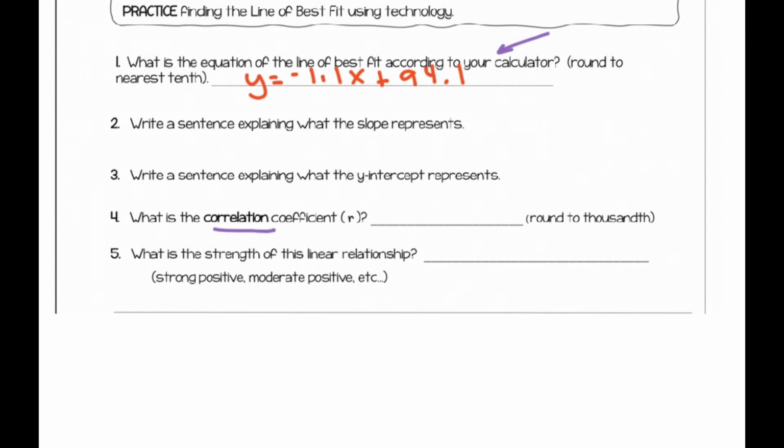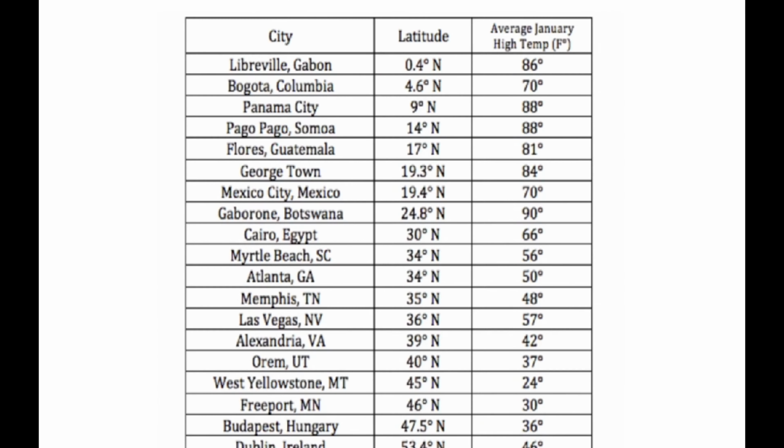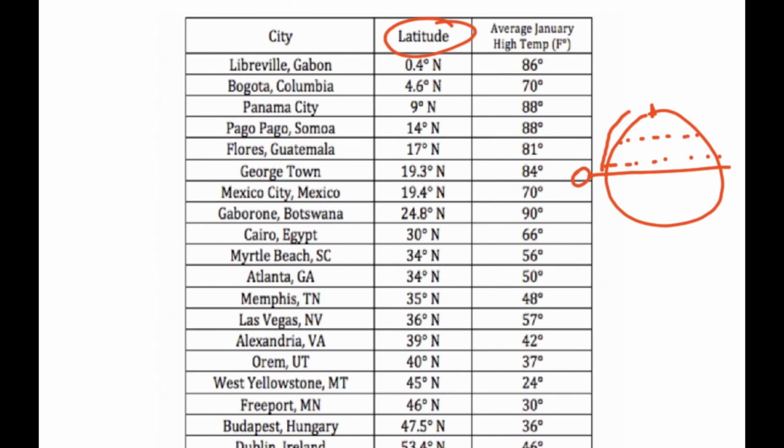Now write a sentence explaining what the slope represents. So if we say negative 1.1, what are we talking about? Let's go back to the context of our graph, or our table. We're talking about the latitude. If you think about the Earth, 0 latitude is at the equator, and then we go up, like at the North Pole. If you're at 86, you're really close to the equator, and if you're at 20 something, you're getting closer to the North Pole.